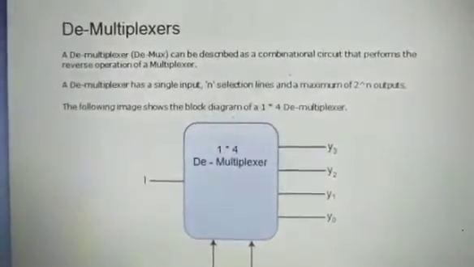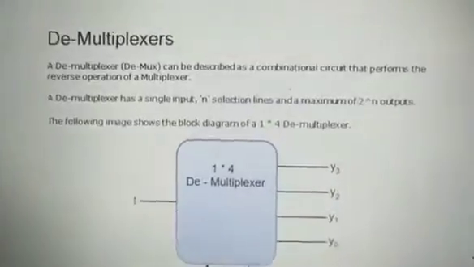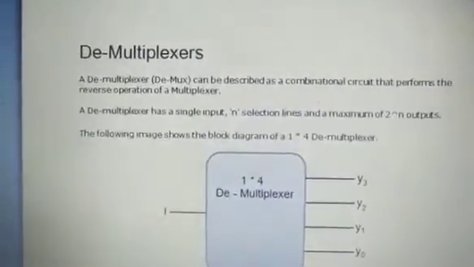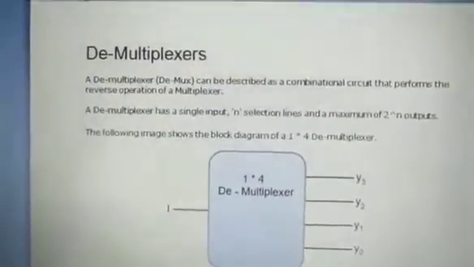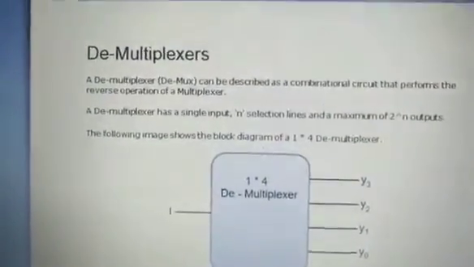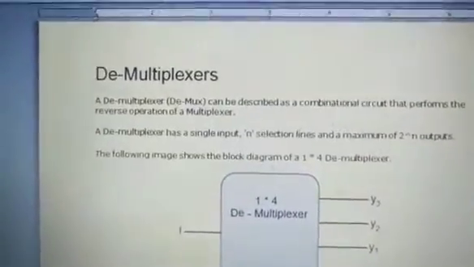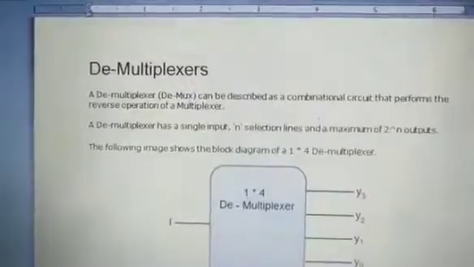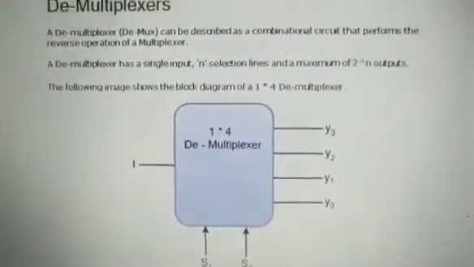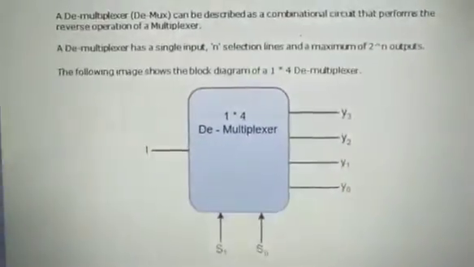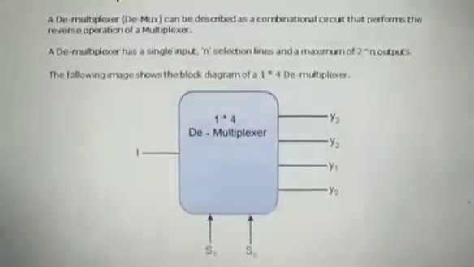Today's topic is demultiplexer. First we have to understand the meaning of the word demultiplexer. The word demultiplex means one into many. So what is the demultiplexing process? Demultiplexing is the process of taking information from one input and transmitting the same over one of the several outputs. This is the block diagram for a 1 into 4 demultiplexer.